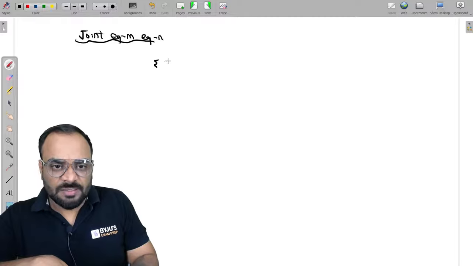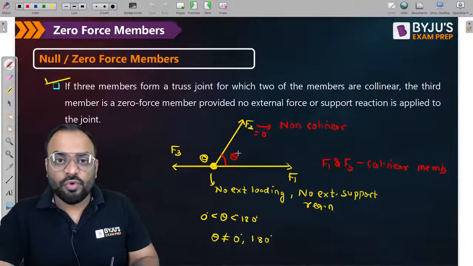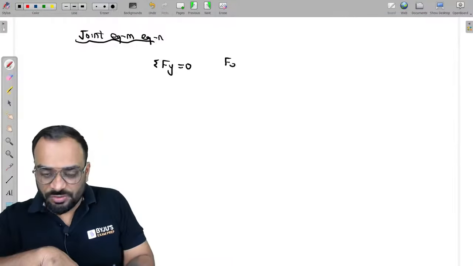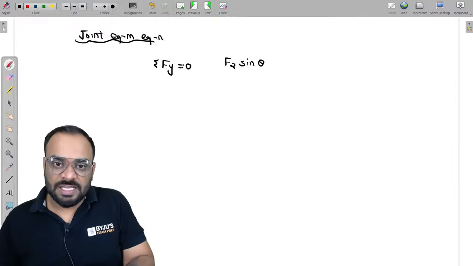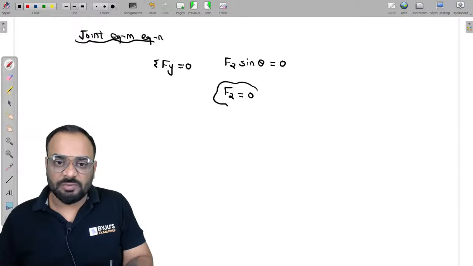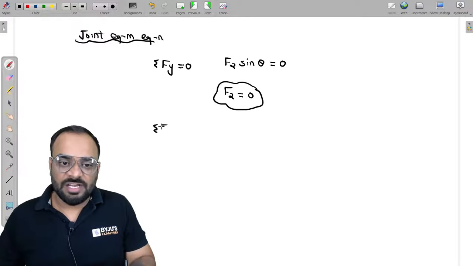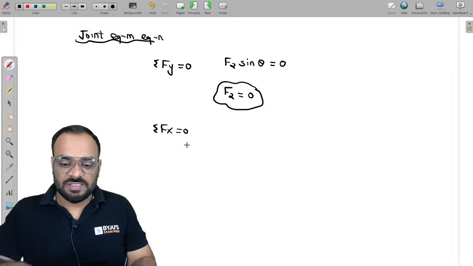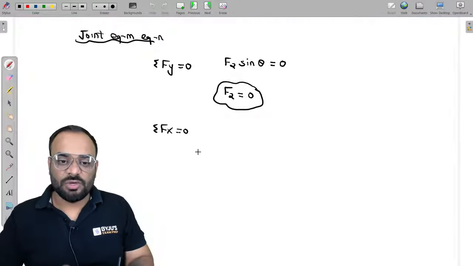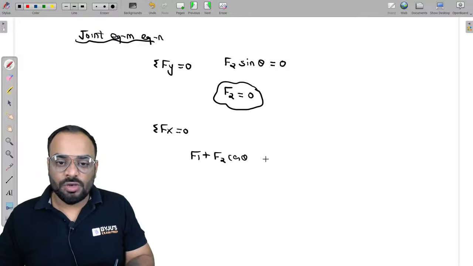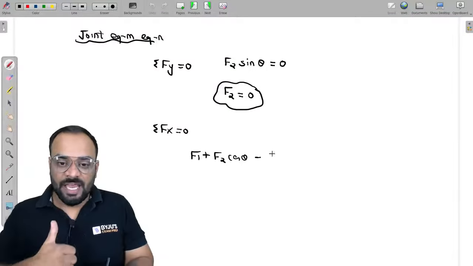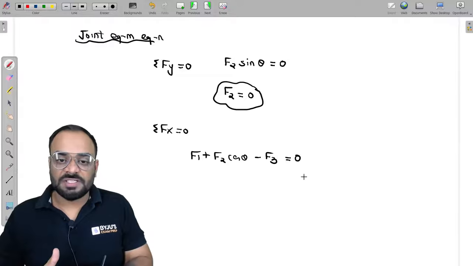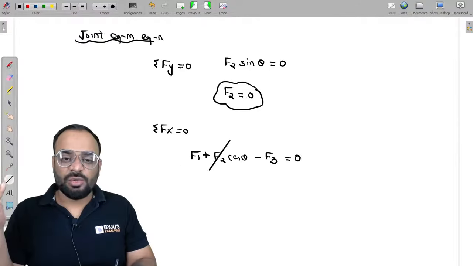We can write here, guys, summation Fy is equal to 0. That means F2 sin theta is equal to 0, and F2 will be equal to 0. Now similarly we can write here, guys, summation Fx is equal to 0. That means F1 plus F2 cos theta minus F3 is equal to 0. Now you know that, guys, the value of F2 is how much?